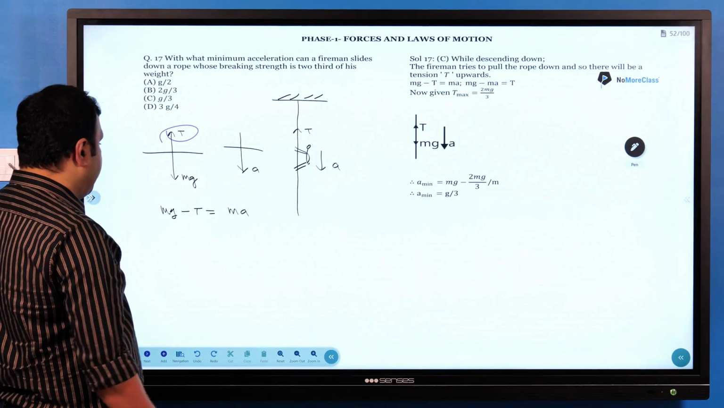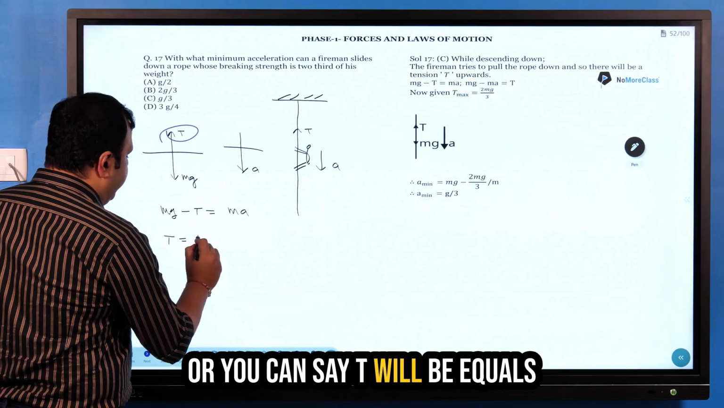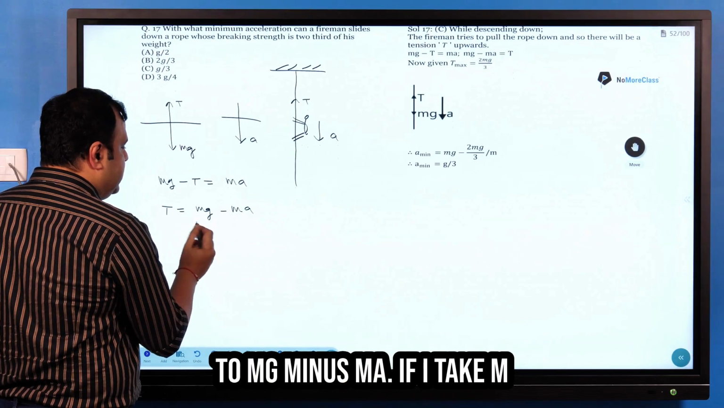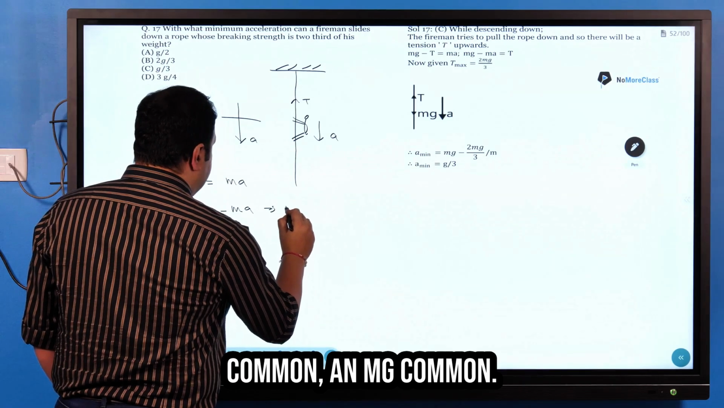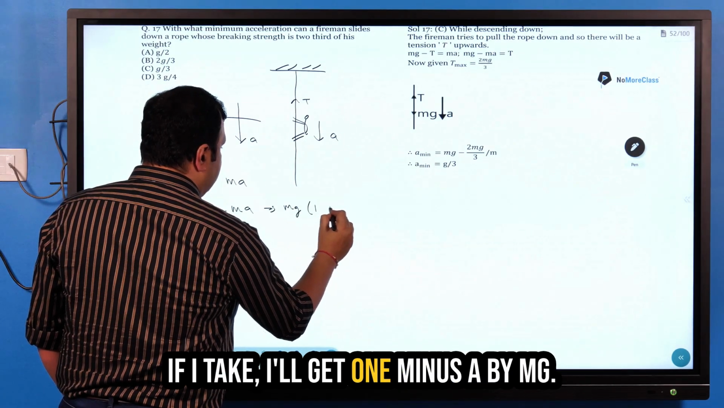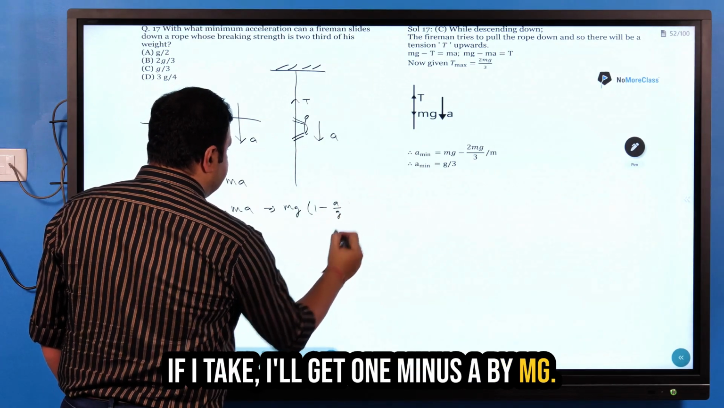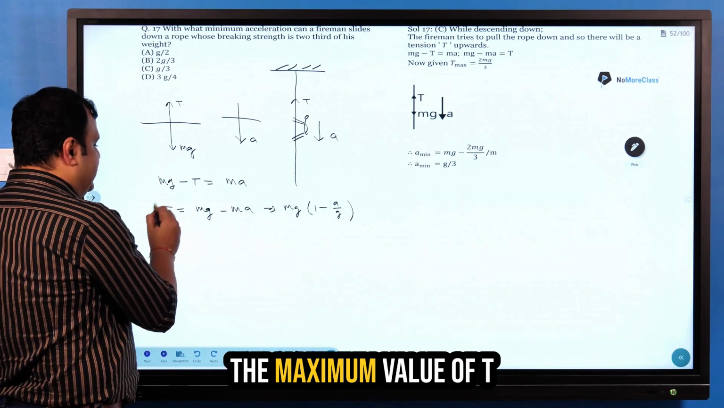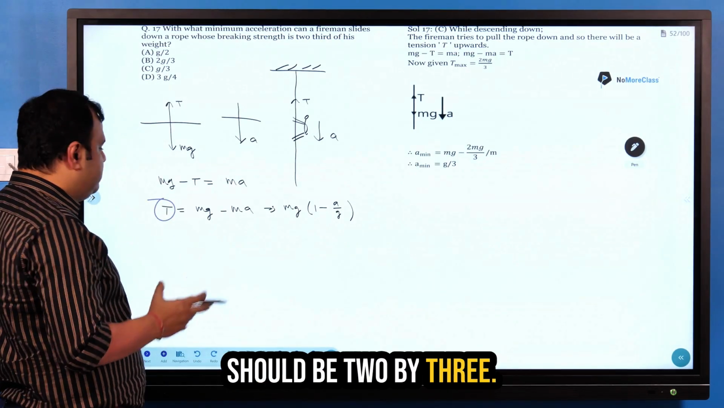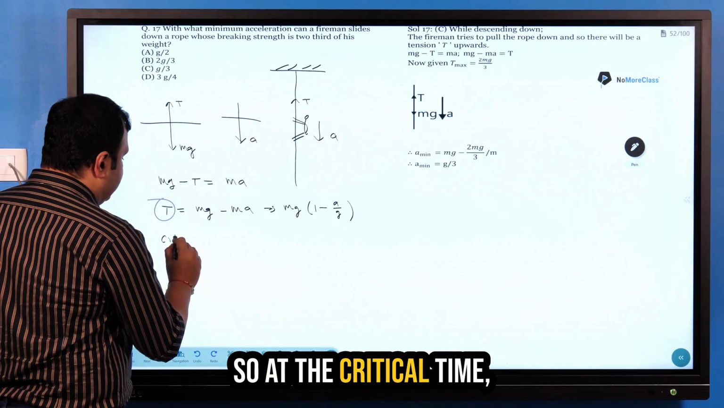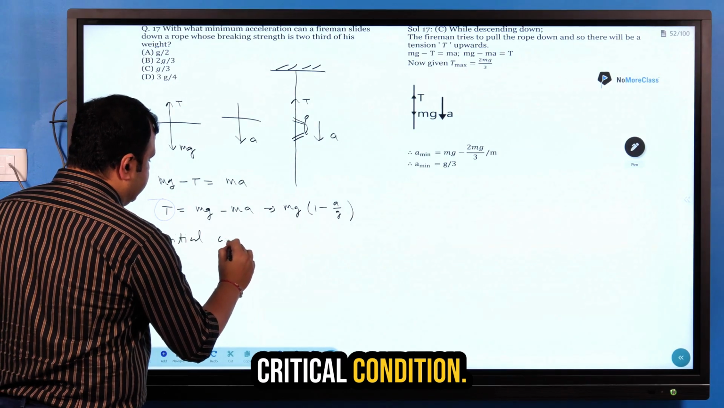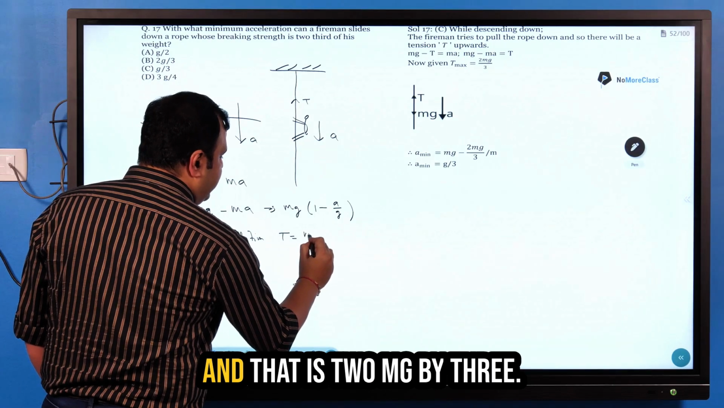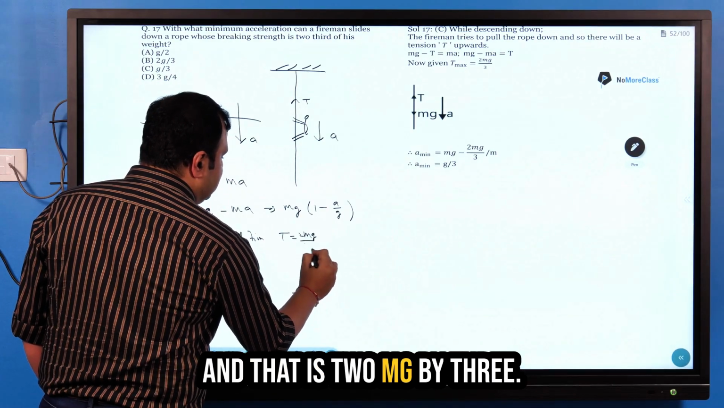I'm applying Newton's second law. Or you can say T will be equal to mg minus ma. If I take mg common, I'll get T equals mg times (1 minus a by g). Now, according to the question, the maximum value of T should be 2/3 of mg. You cannot go beyond that. So at the critical condition, T will be equal to T max, and that is 2mg by 3.